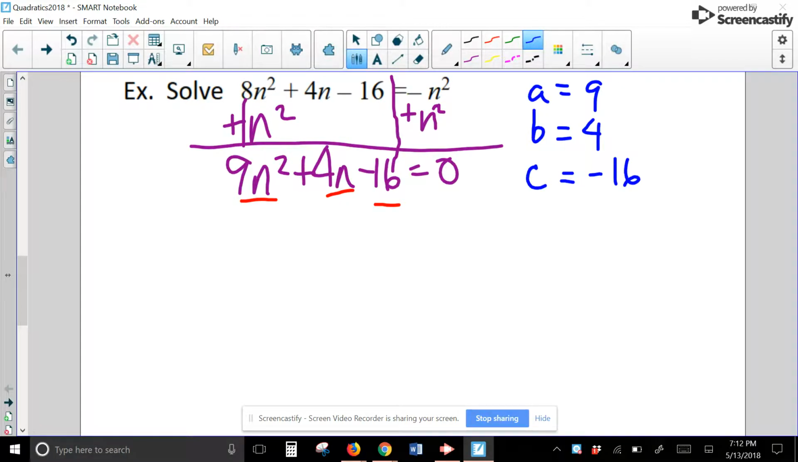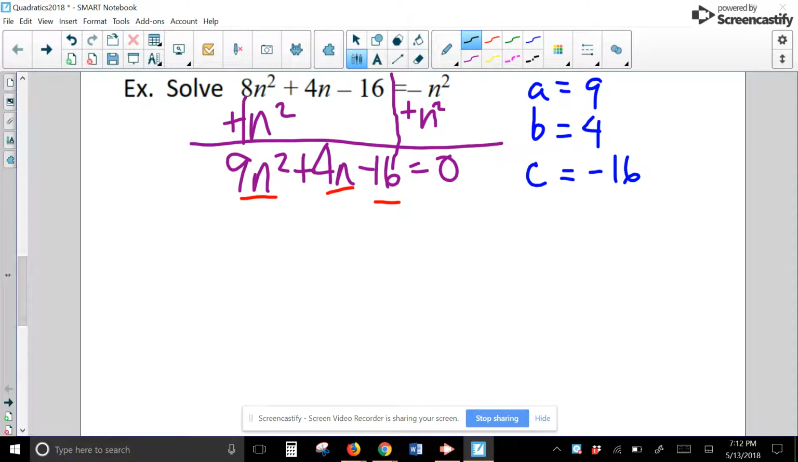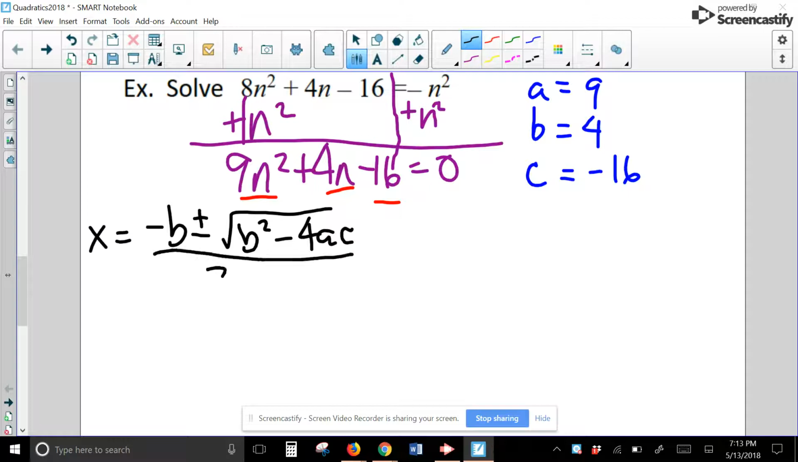So we only have one more thing to do. We have to plug that into our formula. So I'm going to go ahead and write the formula down here. We have x equals the opposite of b plus or minus the square root of b squared minus 4ac, all divided by 2a. So remember, just like the last example, we're going to put everything that we're substituting in parentheses. That way, the calculator will calculate correctly for us.